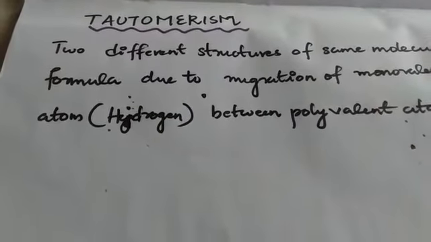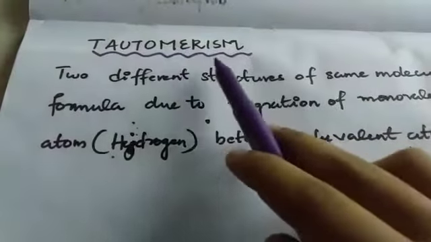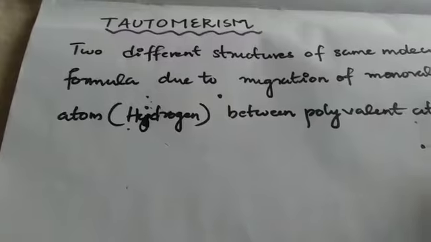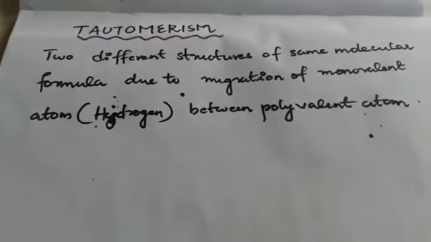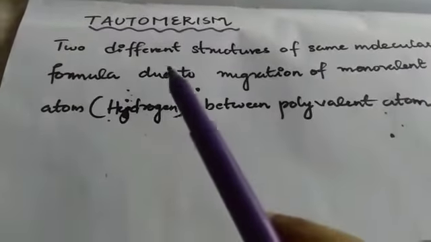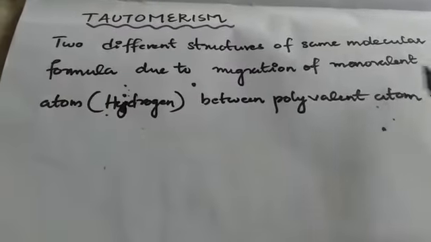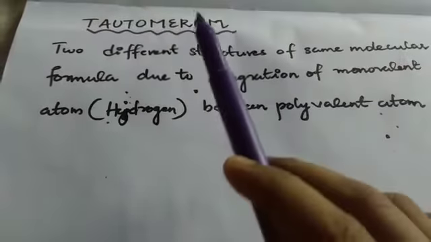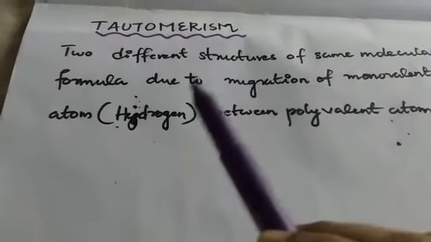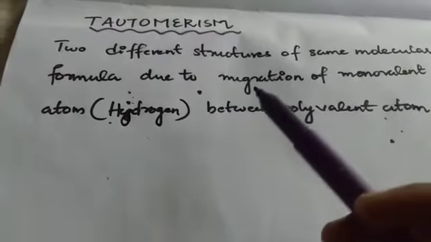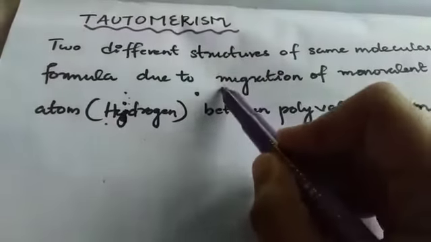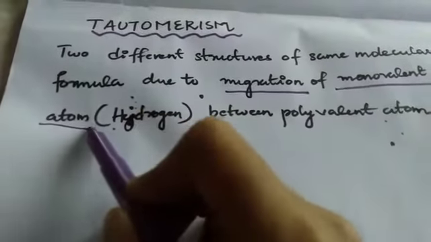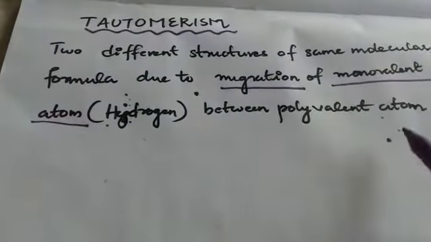In today's video, I am going to discuss tautomerism. Tautomerism is a kind of structural isomerism in which two different structures of the same molecular formula are formed due to the migration of a monovalent atom, for example hydrogen, between polyvalent atoms.